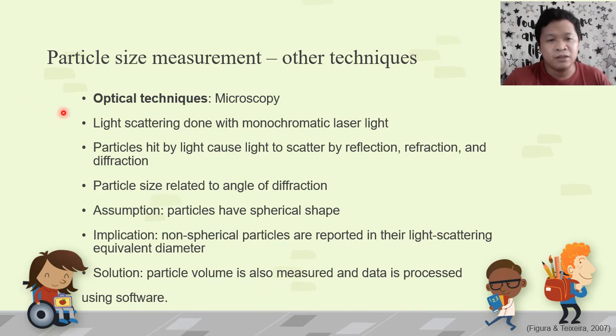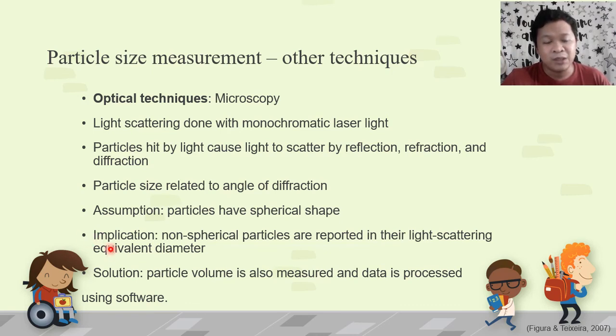So another specific method is the use of monochromatic laser light, which hits particles and causes the light to scatter by reflection, refraction, and diffraction. Of course, they could calculate based on the angles of diffraction, yung particle size niya, although the assumption is that the particles have a spherical shape. On the other hand, because of that, non-spherical particles will have their dimensions reported in a light scattering equivalent diameter. Thus, dun sa earlier slide natin, merong equivalent diameter for light scattering.